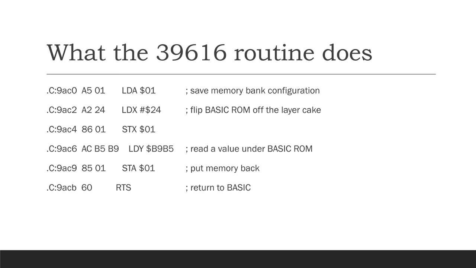So we're going to look at some assembly. I promise to hold down the amount of assembly we have to look at, but we do have to get into some. So 39616 to an assembly programmer in hex is 9AC0. And basically, it's going to save the memory bank configuration of the 64. It's going to flip BASIC ROM out of the way so it can see the RAM underneath it. It's going to read a single byte into that Y register. So my theory is correct. It's going to put the memory back, and it's going to return to BASIC. So really, this is a peek. On the 128, you'd say bank 0, peek, this memory location. The 64 did not have the bank command, so we have to do it in assembly.